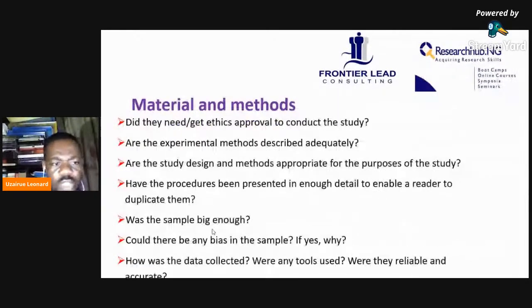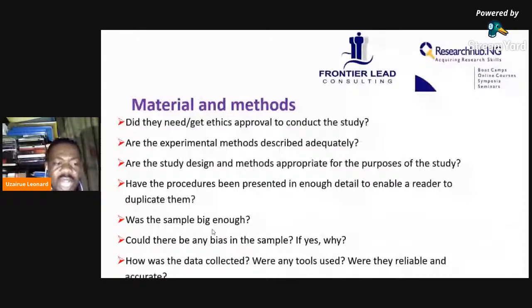Now, the next one is your materials and method. If you are doing an original research, did they get ethical approval to conduct this research? If the research involves humans, any research that has to do with human study, it is required that you get an ethical clearance or ethical approval from either the hospital or the government or the research ethics committee that is charged with that particular area where you are doing that research.